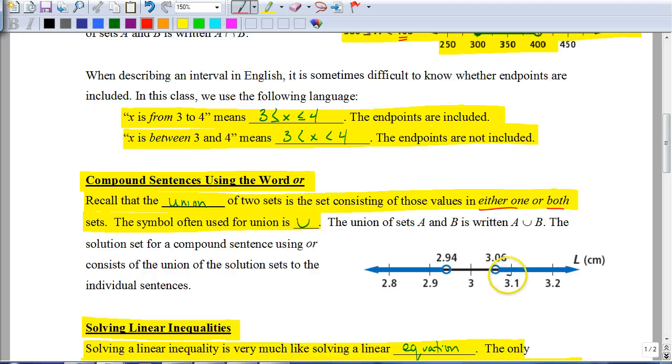So if I wanted to represent the situation that's going on here, we could say L, this is dealing with the length, is less than 2.94, or L is greater than 3.06, or if instead of or, we could use the U symbol there to say that we're referring to the union of those two sets. Either would be fine, using the word or using that union symbol.